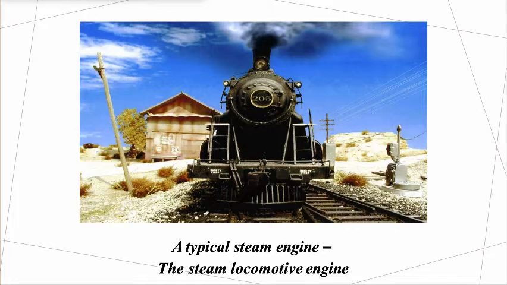A typical steam engine is the steam locomotive engine. A steam locomotive is a type of railway locomotive that produces its pulling power through a steam engine. These locomotives are fueled by burning combustible material, usually coal, wood, or oil, to produce steam in a boiler. And the steam moves reciprocating pistons, which are mechanically connected to the locomotive's main wheels, which are the drivers.